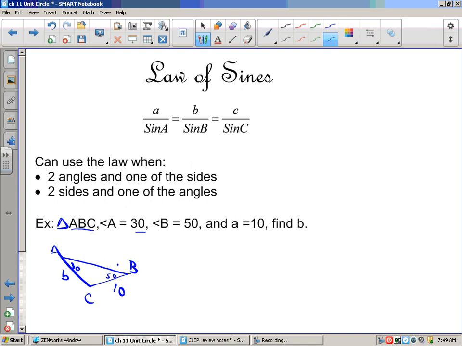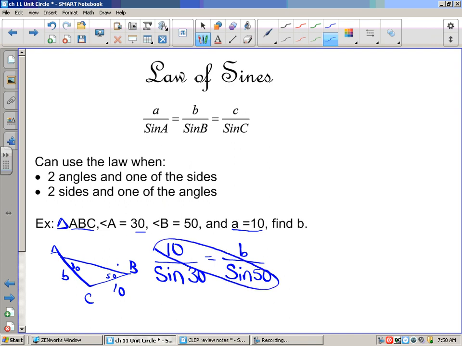All right, so to do this problem, it's pretty simple here. You have 10, which is A, over the sine of A, and of course that angle is 30, is equal to B, which we don't know, over the sine of 50, which is the angle B. And then you would cross multiply, so you would have 10 times the sine of 50 equals B times the sine of 30, and sometimes you'd write the sine of 30 times B. So now we just need to solve this. To solve for B, you would divide by the sine of 30.